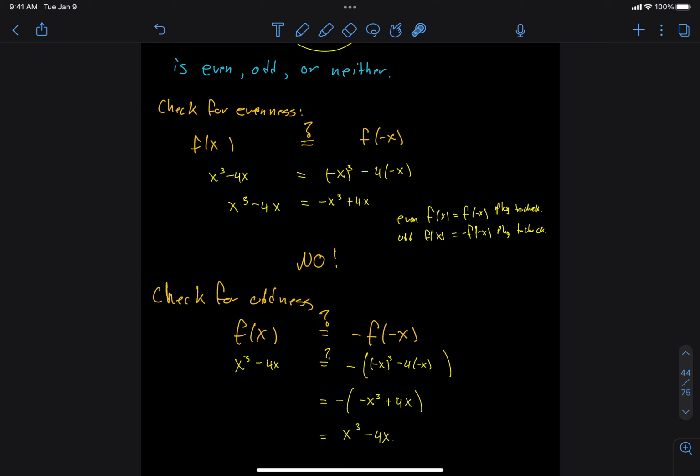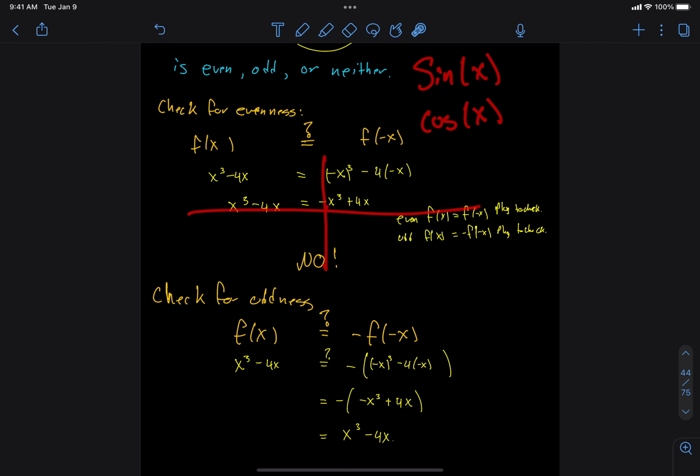Other ones that you should have memorized in terms of even and oddness: sine and cosine. Which one is odd? Sine is odd. You can tell by looking at the graph of sine. The graph of sine looks like this, right? This is symmetric about the origin. Symmetric about the origin means odd. So this is the graph of sine. Sine is odd.